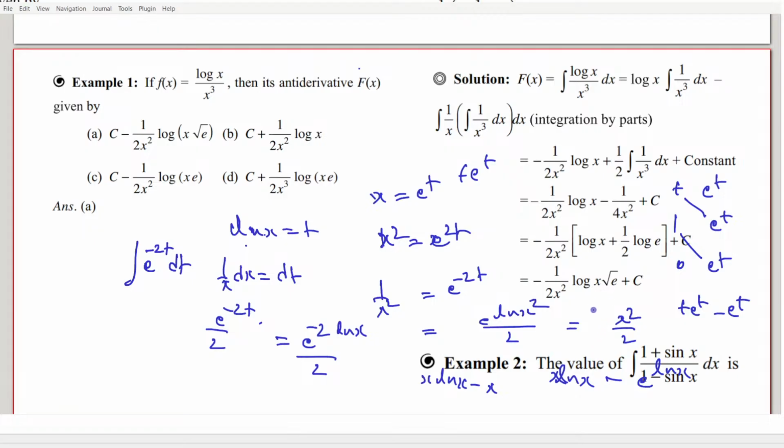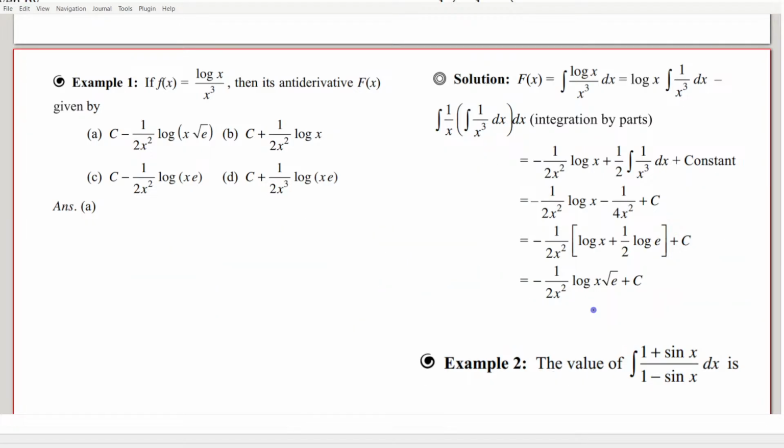Somewhere this is not matching. Okay, so I think you can try this once. You can try this method and see whether you are getting this or not. Or otherwise, what this fellow has done, he has done by parts. Yes, sir. Okay, so you can try various methods. If you get the answer, that is well and good. Otherwise, what he has done, he has taken by parts.